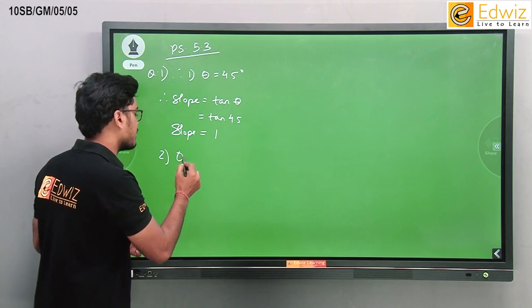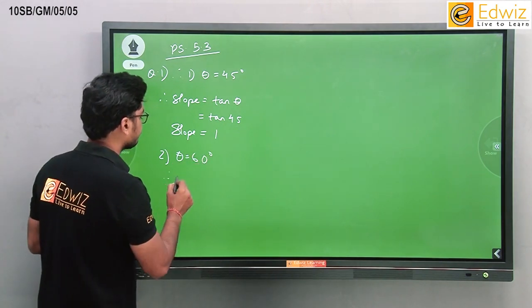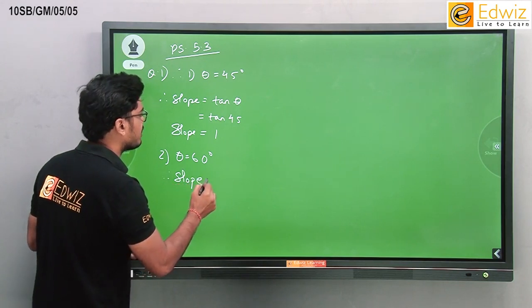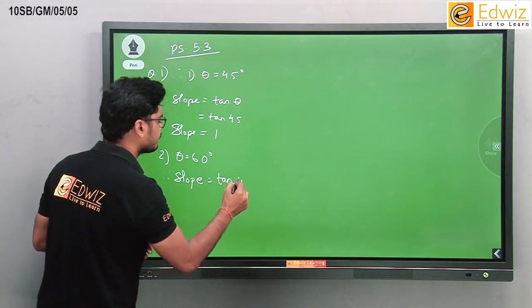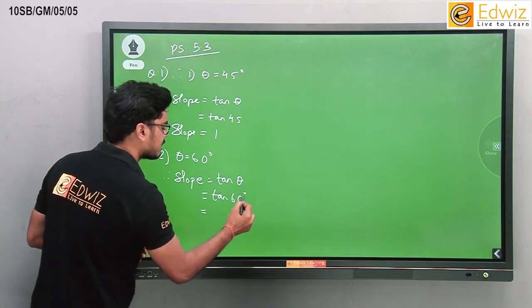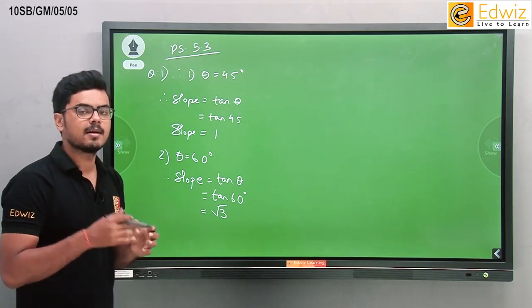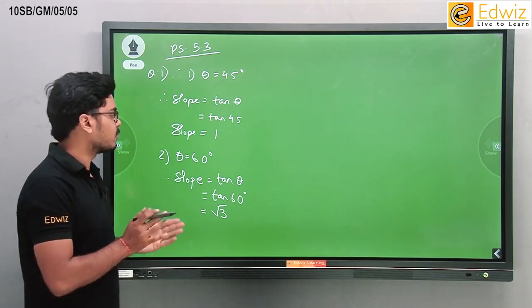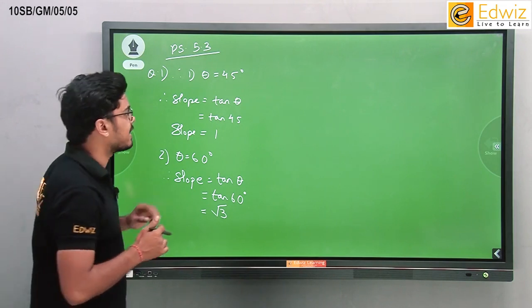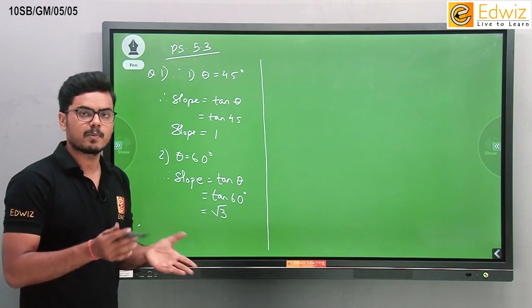सेकेंड वन में थीटा इज गिवन टू यू एज 60 डिग्री. स्लोप विल बी इक्वल टू tan थीटा, करेक्ट? एंड वी नो दैट tan 60 इज नथिंग बट √3. फॉर दिस यू शुड बी अवेयर अबाउट द टेबल दैट यू स्टडीड लास्ट ईयर. वो तुम लोगों को अच्छे से याद होना चाहिए. ओके, एटलीस्ट फॉर tan. And also you have a chapter on trigonometry later on, so वो काम ही आएगा.